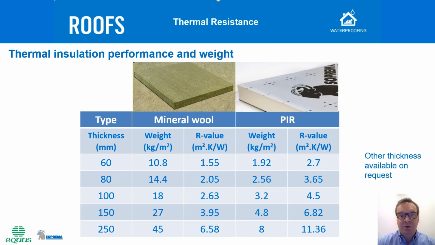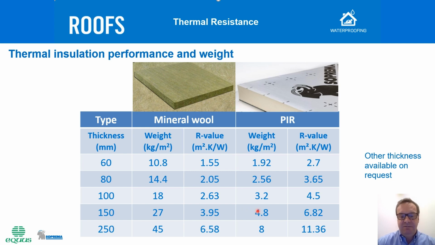This table shows a sum of the product characteristics of mineral wool and PIR. If we want to obtain 6.6 R value, for example, with a PIR board, then we will need a layer of 150 mm thickness. Do we want the same 6.6 R value in a mineral wool, we will need at least 250 mm of insulation. This means 100 mm of insulation more, which of course influences the cost of building.